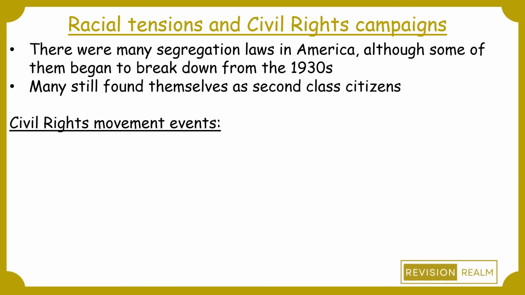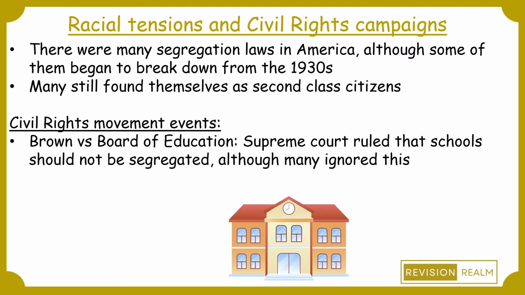The civil rights movement developed from the 1940s to the 1960s, and there are a few key events that are important to understand during this period. The first, in 1954, was the Brown versus Board of Education case, which started with a father who was unhappy that his black daughter, named Linda Brown, had to walk further to her school, an all-black school, than the local white school that was closer.